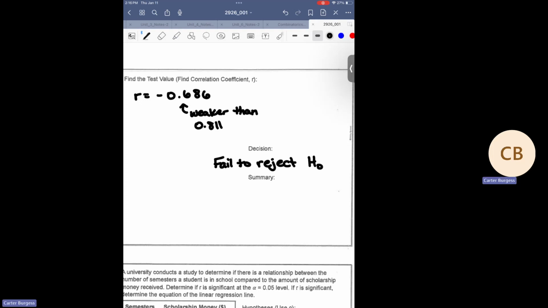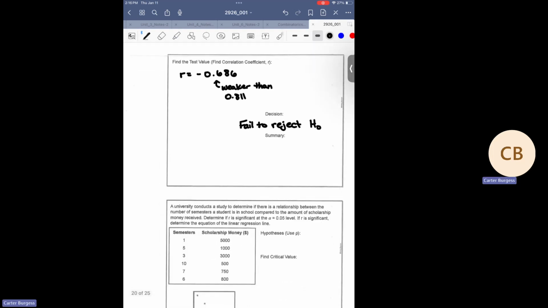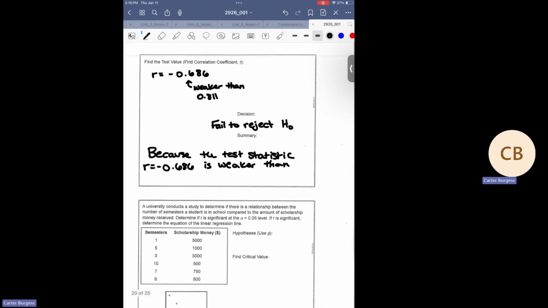Okay. As far as the summary goes, if we want to be very, very precise, we might say something along the lines of, because the test statistic of R is equal to negative 0.686 is weaker than the critical value of R is equal to 0.811, we fail to reject the null.